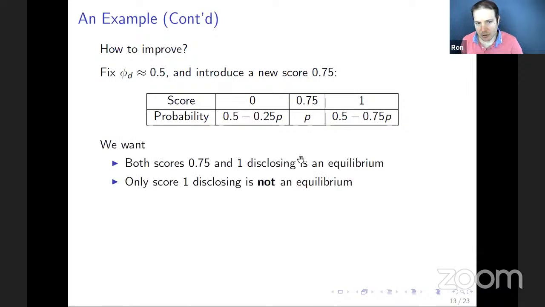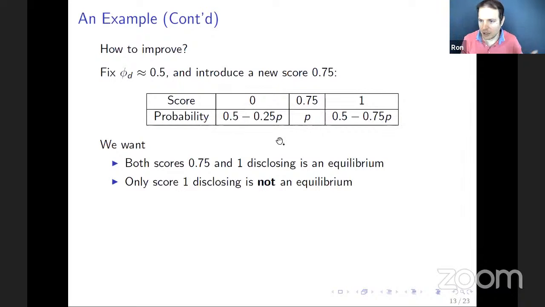What's the idea here? What we want to do is have the agent disclose a score of 3/4 as well. If we can get the agent to disclose a score of 3/4, then we will have improved the situation for the intermediary, because that means that the agent is not only paying the disclosure fee when the value is 1, but also with some probability when the value of the asset is 0.